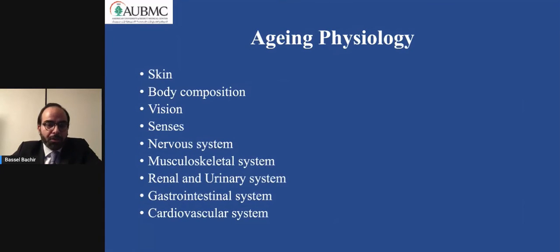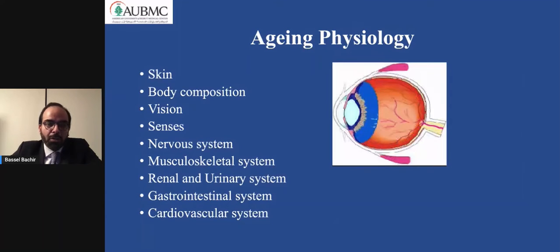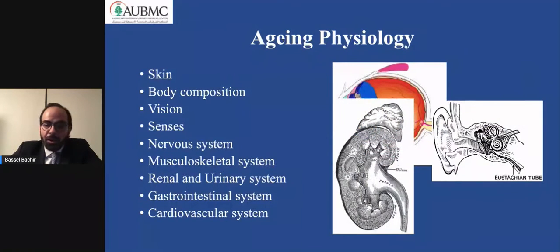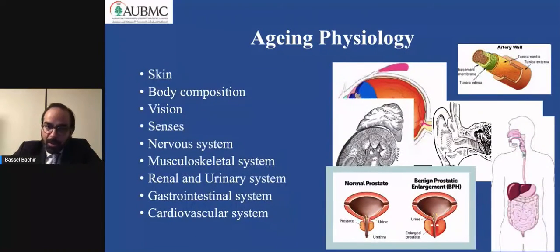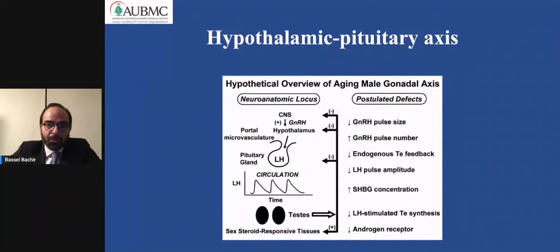Everything changes when we age: our skin, our body composition, our vision, our senses, our nervous system, our musculoskeletal system, our renal and urinary system, our GI system, and our cardiovascular system. And of course, our hypothalamic pituitary axis is not spared. Numerous impairments occur with age. The GnRH pulse decreases, the efficacy of LH in androgenesis and the efficacy of FSH in spermatogenesis are decreased as well. The pulse of LH and the pulse of FSH is also decreased.